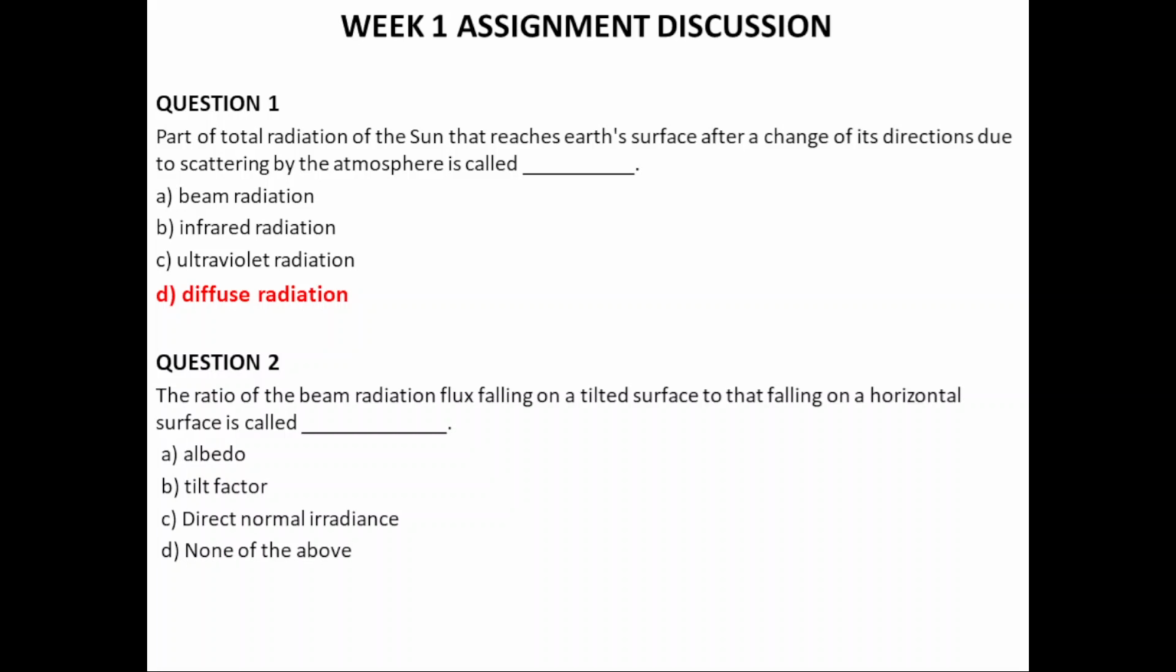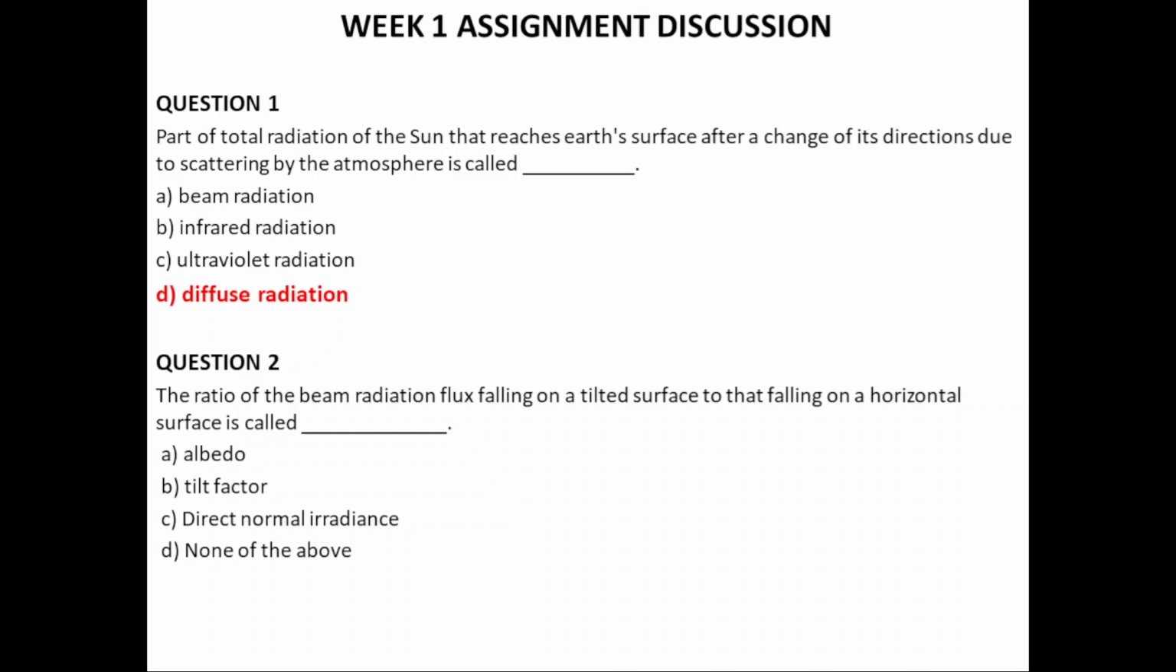So here we have three different terms. One is called albedo, another is called direct normal irradiance, and another is called tilt factor. Direct normal irradiance here means that the solar radiation falls directly on the surface, something we call beam normal flux. The solar radiation that falls normally to the surface is called direct normal irradiance.